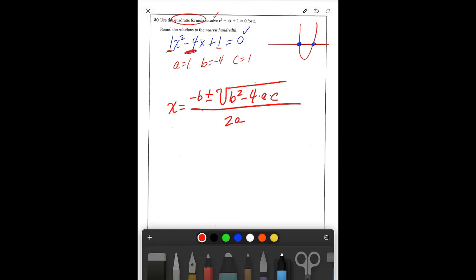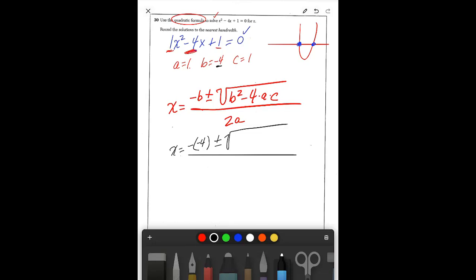Now, all you're going to do in order to get full credit is take these numbers, and wherever you see the letters, plug them in. So this is what it should look like when you're done. It should be x equals a negative, and then you put this in. It's going to be a -4, and then plus or minus, and then the square root.